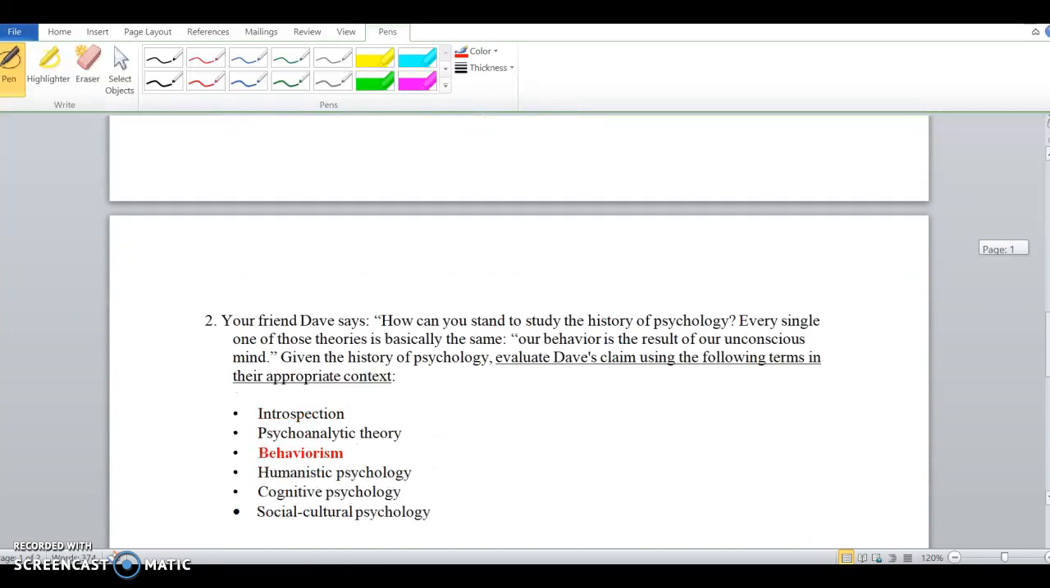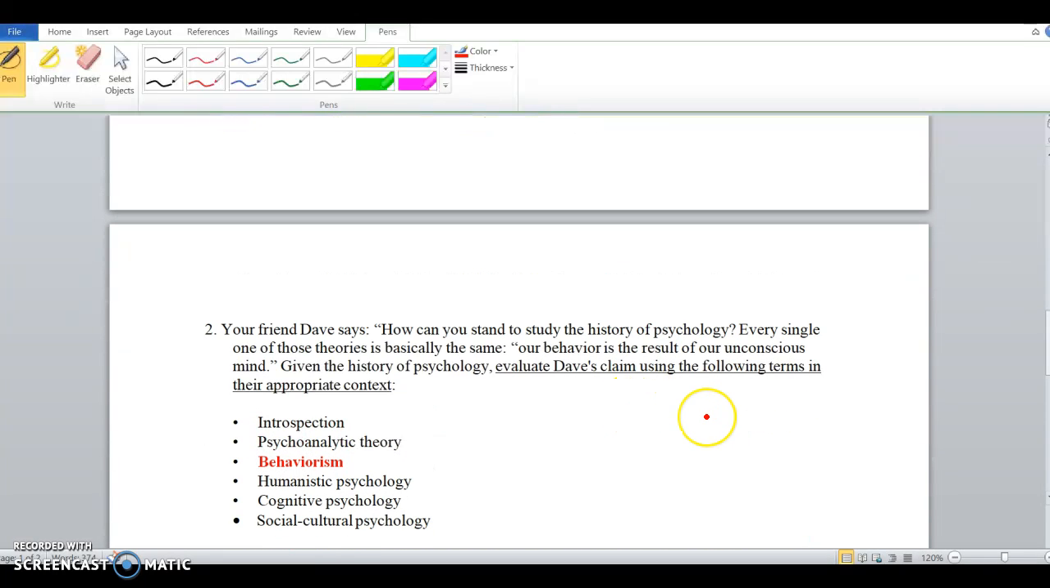Now, I'd like to take you to the more complex question in some ways, which is the second question with the bullet point terms. Dave makes this claim that behavior is just the result of our unconscious mind. The key point here is when you see the word evaluate, which I'm going to highlight. That means you have to use each of these terms down here to evaluate the claim. Given the history of psychology, evaluate Dave's claim using the following terms.